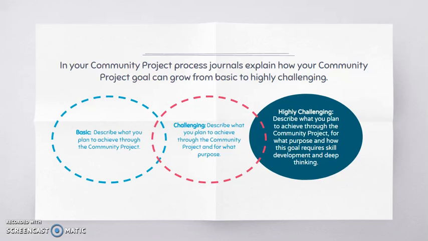In your community project process journals, explain how your community project goal can grow from basic to highly challenging. So within basic, describe what you plan to achieve through the community project. Within challenging, describe what you plan to achieve through the community project and for what purpose. Highly challenging, describe what you plan to achieve through the community project, for what purpose, and how this goal requires skill development and deep thinking.